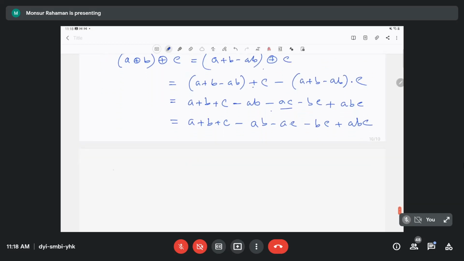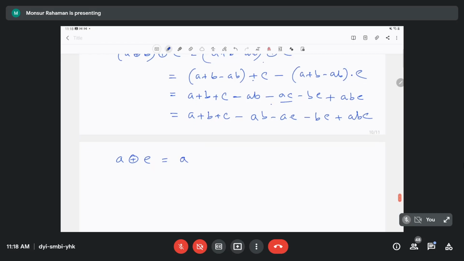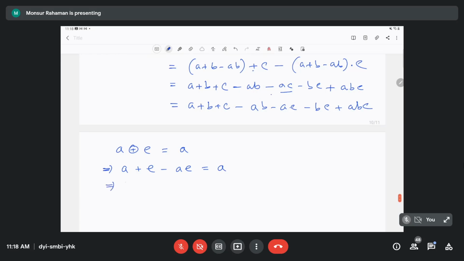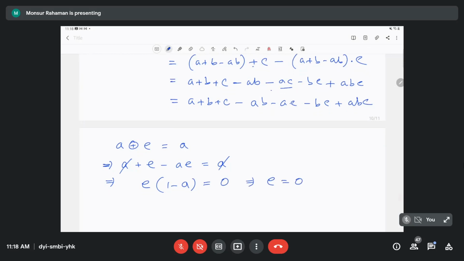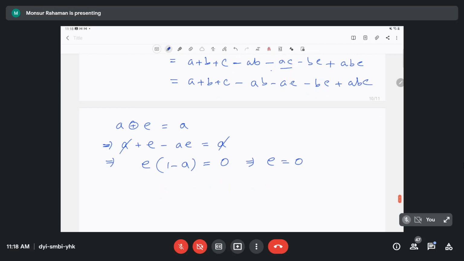What about the identity property? There has to be an element e so that the result is again a. So a plus e minus ae equals a. Okay, so a and a will be cancelled out. So e times 1 minus a equals 0, so e is becoming 0.